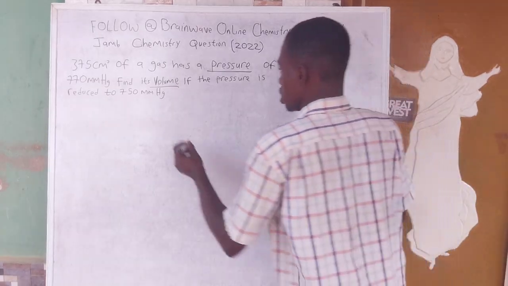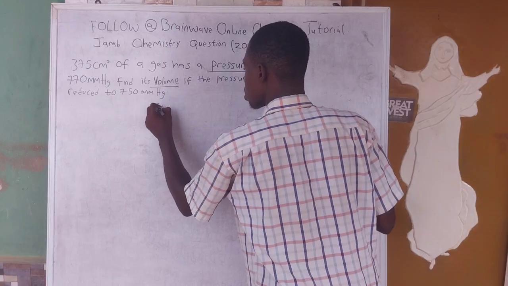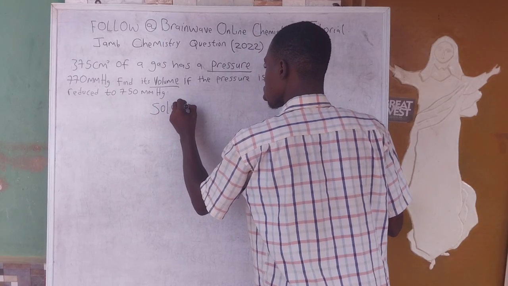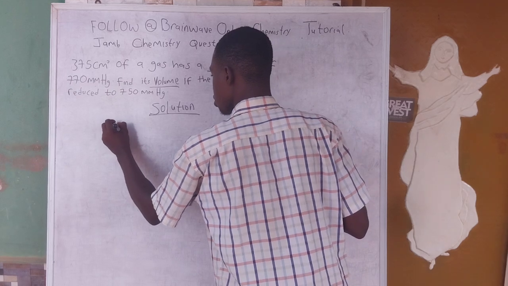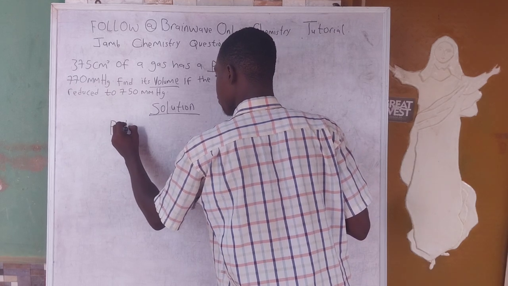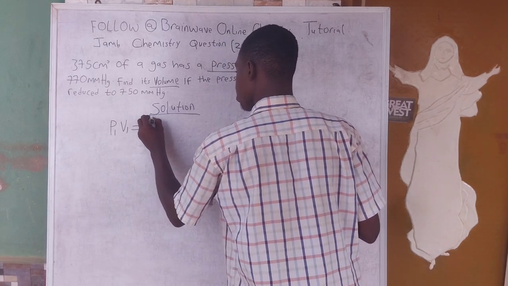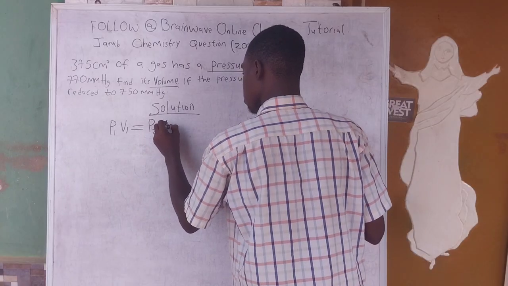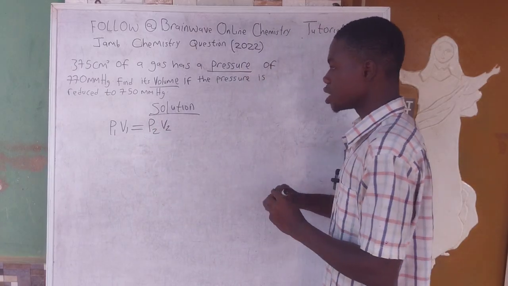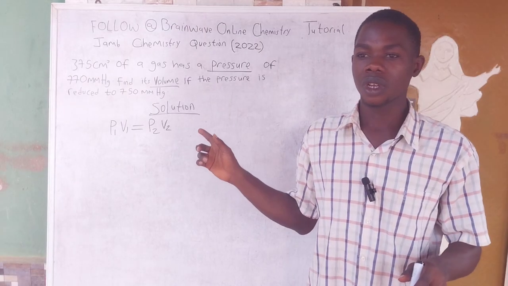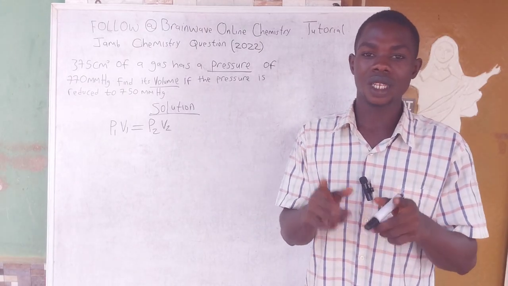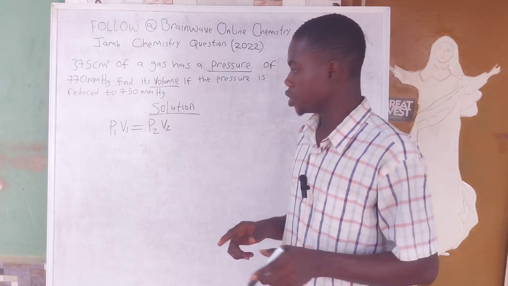Solution. Boyle's equation is P1 V1 equals P2 V2. Now, this is the Boyle's equation. I derived all this in my previous video. If you have not watched that video before, I would like you guys to go and watch it.